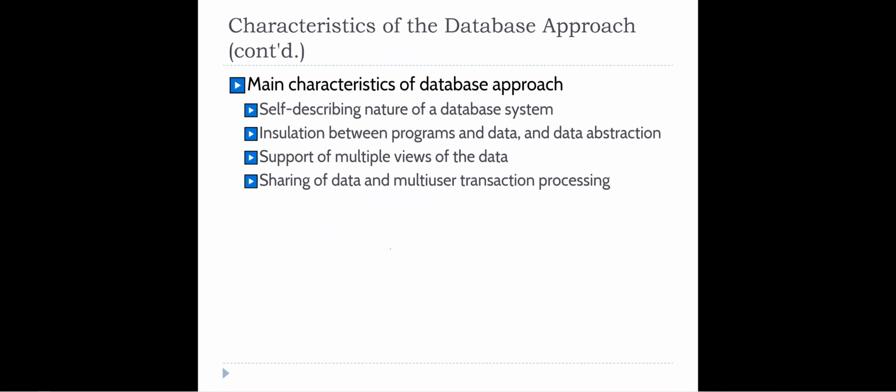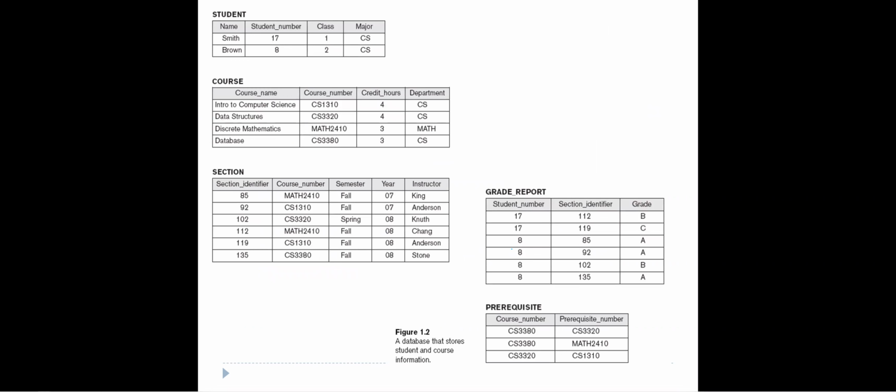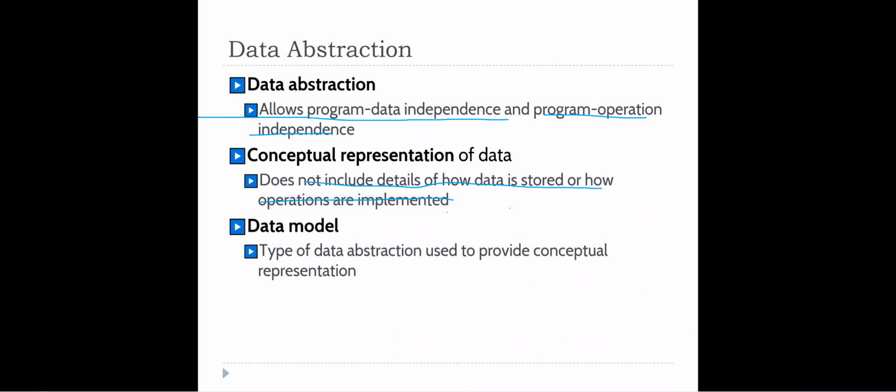For example, here I just showed the user these tables, and these are examples of conceptual representation. I don't show you how Smith is saved in the database, or where it is saved, in which C or D drive. That is considered conceptual representation. Data model: a type of data abstraction used to provide conceptual representation. It's a type of data abstraction, okay, and it also provides conceptual representation for us.